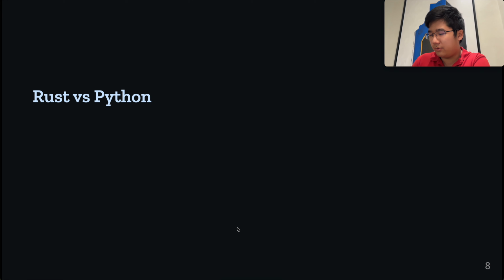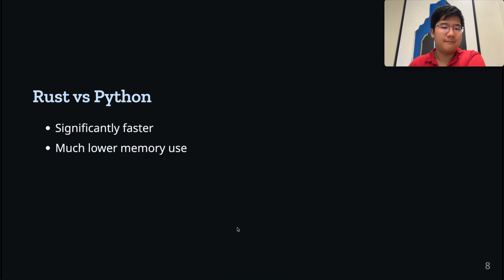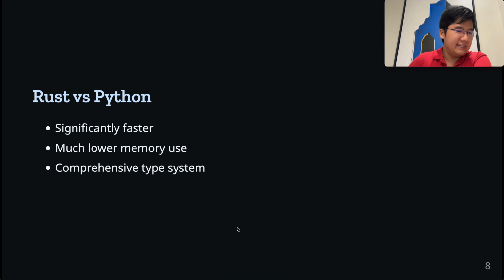So okay, let's go through a comparison of some of the languages that you're probably familiar with. Most of you watching, if you're at Carnegie Mellon, almost certainly know Python. So Rust versus Python. Rust is significantly faster than Python, on the order of 100 times faster. It is the same order of magnitude faster that C and C++ is over Python. Rust has a much lower memory use, more arguably because Python has a high memory use, but that's besides the point. Rust has a comprehensive type system, whereas Python has essentially no type system.